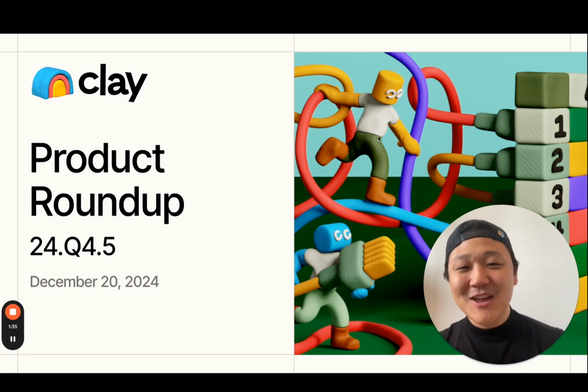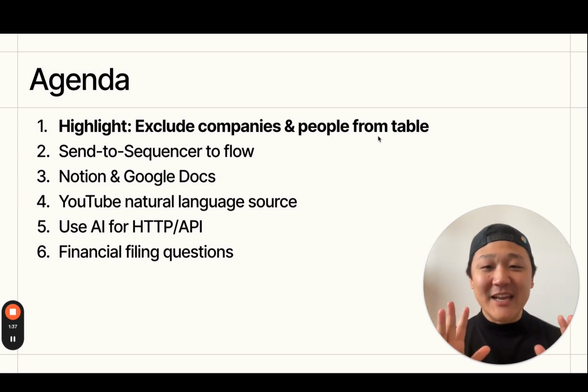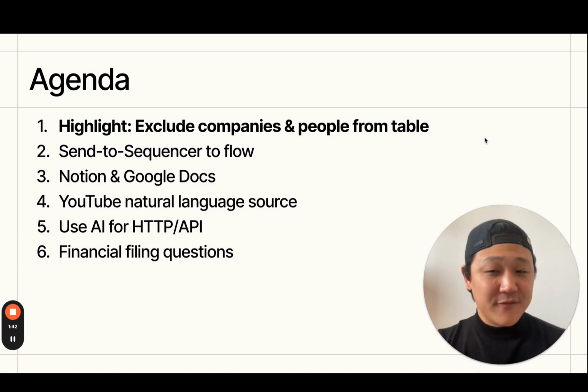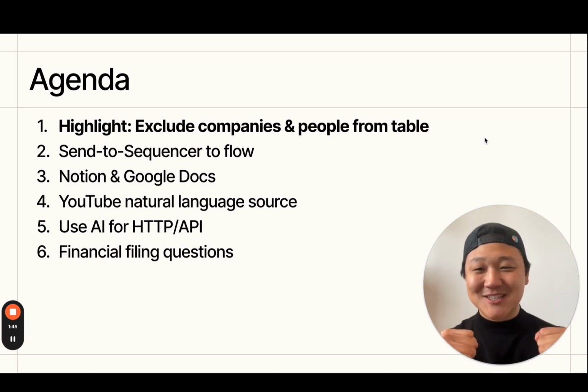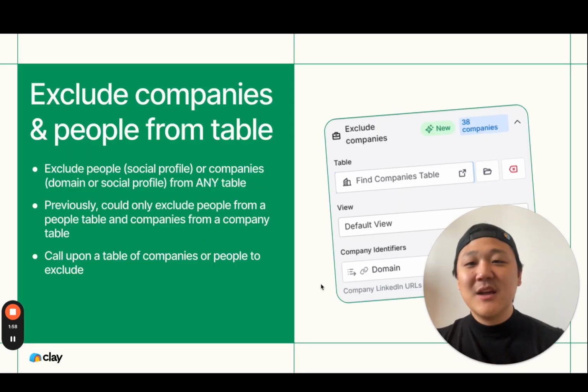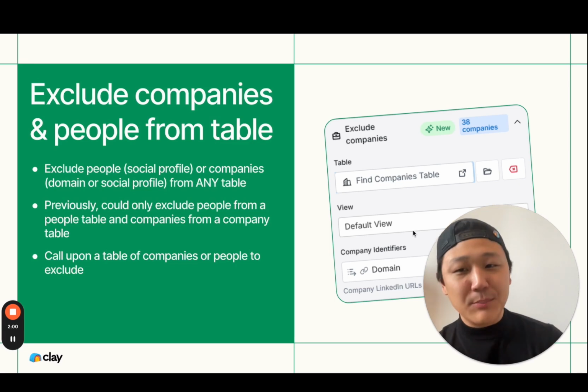Let's dive right in. Today we are highlighting: exclude companies and people from table when you're starting your search, send to sequencer or flow, Notion and Google Docs, stoked for these, YouTube natural language search, use AI for HTTP API connections, and financial filings questions. So let's start with exclude companies from people table.